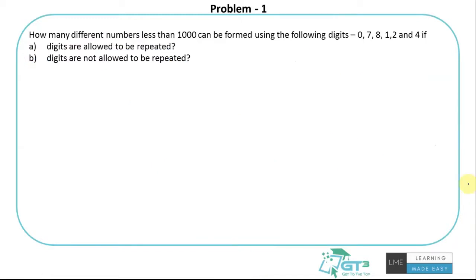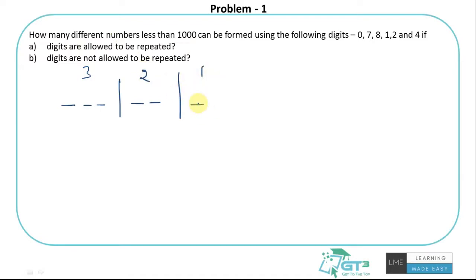So let's solve problems. How many numbers less than 1000 can be formed using the following digits 0, 7, 8, 1, 2 and 4, if the digits are allowed to be repeated and not allowed to be repeated? So let's focus on the digits allowed to be repeated. Understand the numbers less than 1000 are 3-digit numbers, 2-digit numbers and 1-digit numbers. Please keep that in mind. It's not saying 3-digit numbers less than 1000. It's saying how many different numbers less than 1000 can be formed. So I have to look at 3-digit numbers, 2-digit numbers, and 1-digit numbers as well.